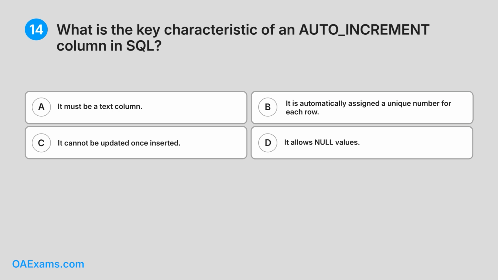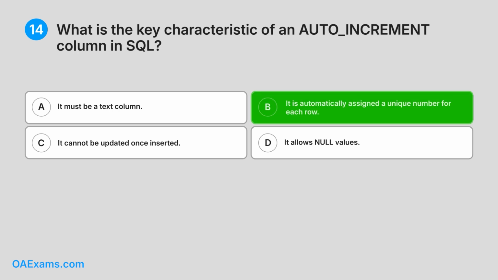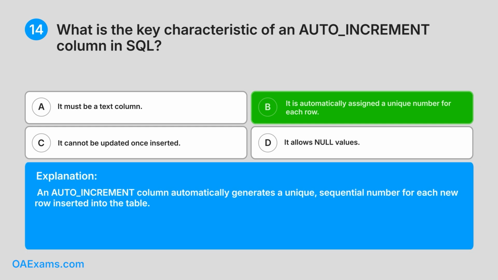Correct answer: B. It is automatically assigned a unique number for each row. Explanation: An auto-increment column automatically generates a unique, sequential number for each new row inserted into the table.